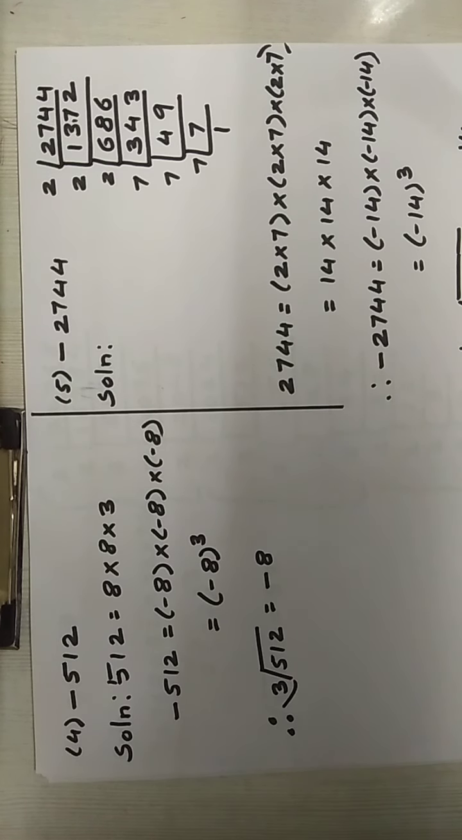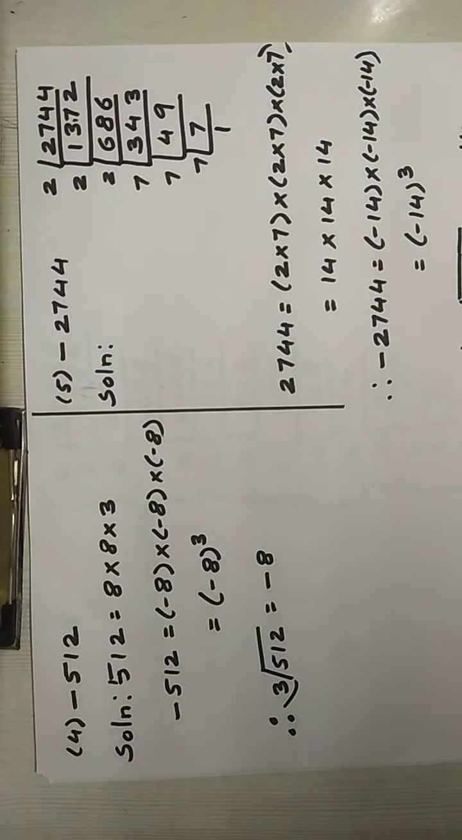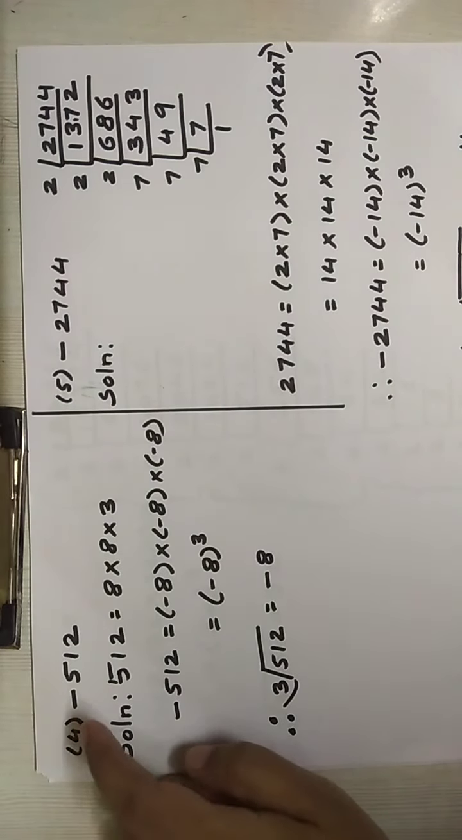Cube of any number, if it is positive, will be positive. Cube of any negative number will be a negative number. Okay, and in turn, what about the square? Square of a positive is positive, and square of a negative is also positive. Okay, now let's come back to the sum.